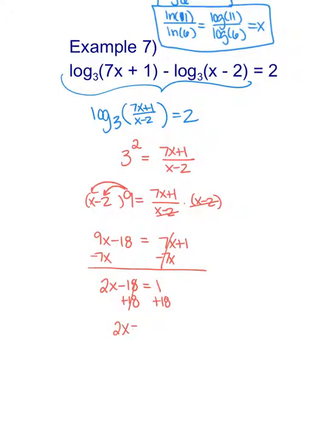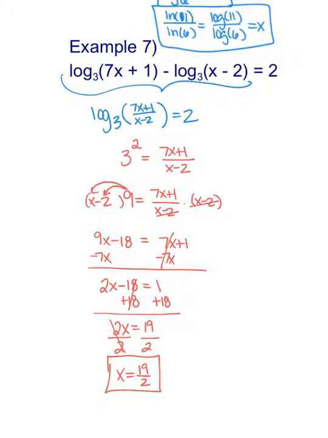So I've got 2x equals 19. And then my last step, I need to divide by 2. So I end up with x equals 19 over 2. And there I am. I need to do one double check and just make sure when I plug in 19 over 2 that I don't get any negative numbers.